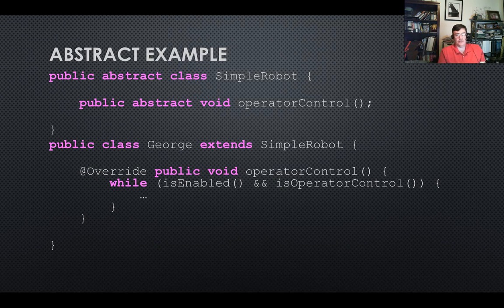Therefore, it's an error. So that's what the annotation does. And we'll see this pattern over and over again in the FRC Java library, where there's an abstract declaration for simple robot or iterative robot or PID controller or motor controller. We'll see many examples in the FRC library where they've taken advantage of abstraction to provide a consistent contract or specification to a class without having to know the specific implementations of how your particular robot works.